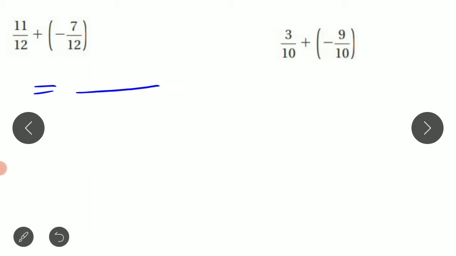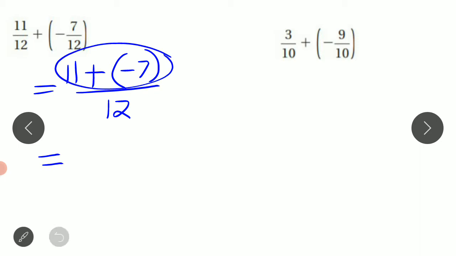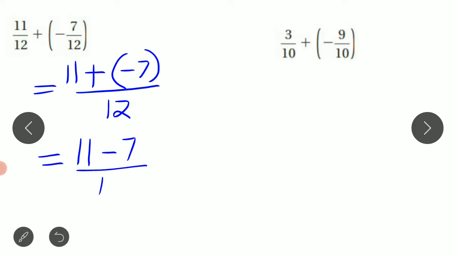by taking the common denominator 12. Then let's simplify the numerators. That is the first numerator 11. Here we are going to add, plus, then the second numerator minus 7. So let's write within the bracket. Now we need to simplify the integers. So 11 plus into minus 7 by 12.